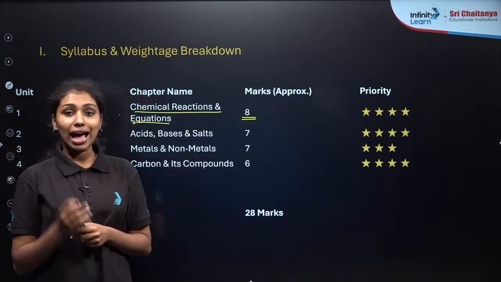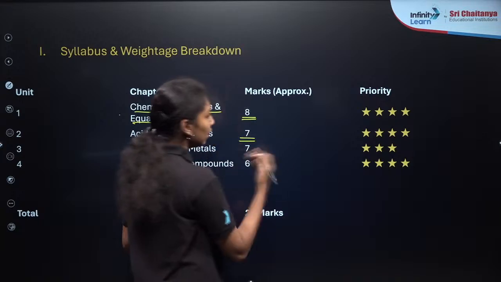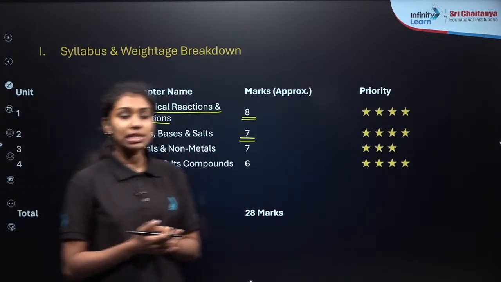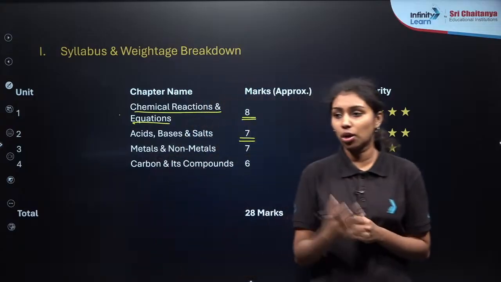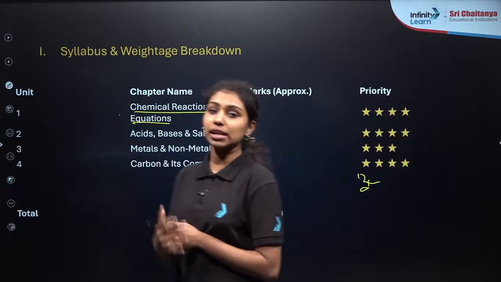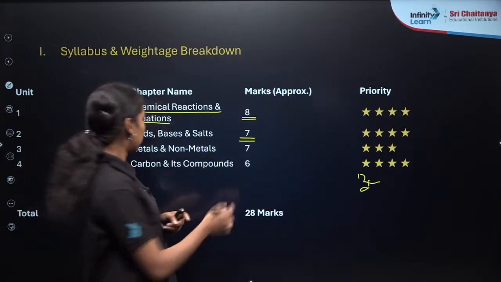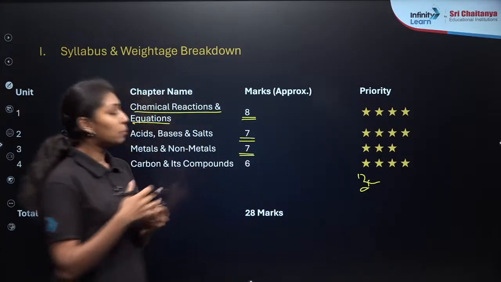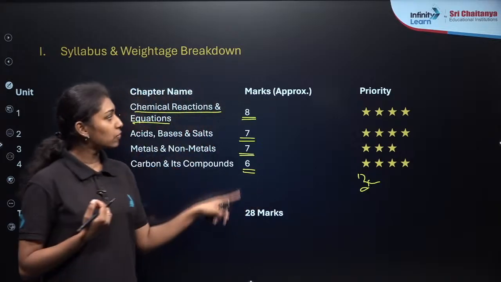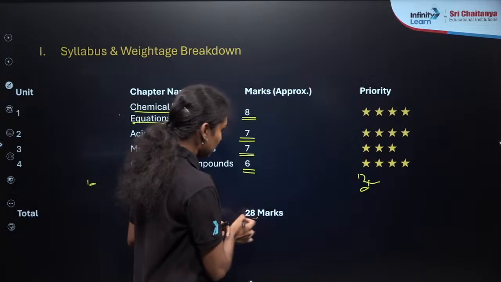Then what about the second chapter? Acids, bases and salts, right? From acids, bases and salts, you can expect 7 marks of questions over there. Then metals and non-metals, our third chapter, we have already seen, right? What are the important topics in metals and non-metals? We'll be discussing metals, non-metals, their chemical reactions with acid, base and so on, right? So here you can expect 7 marks again for the third chapter. Then the last one, carbon and its compounds, 6 marks, right? So out of 40, you will be getting around 28 marks from the high weightage topics here. I hope you understand, 28 marks, right?